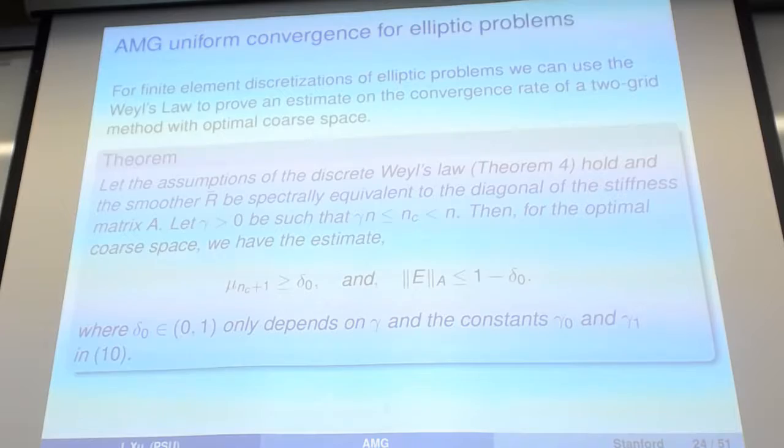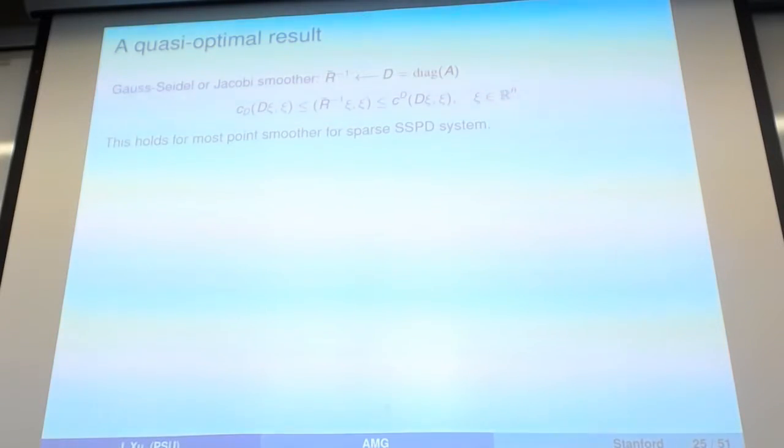So this is the... we have proved the theorem of optimal coarse space, but how do we actually make use of it? We need to compromise. I won't be able to get those eigenvectors in a computationally feasible way. So I need to have what I call a quasi-optimal one.